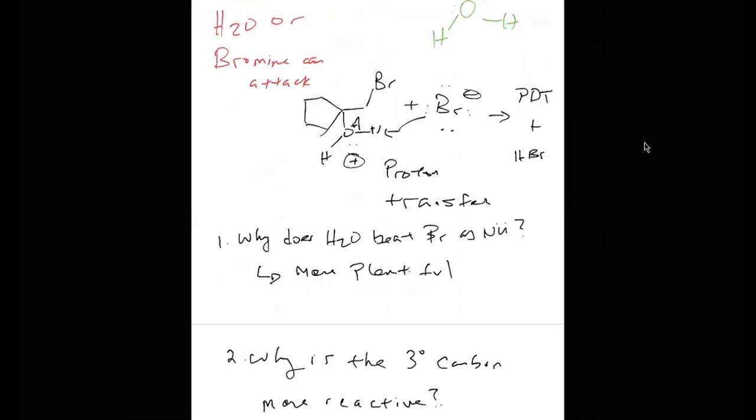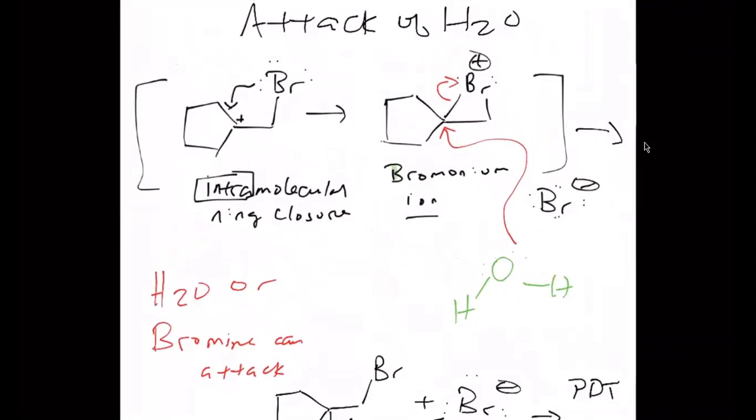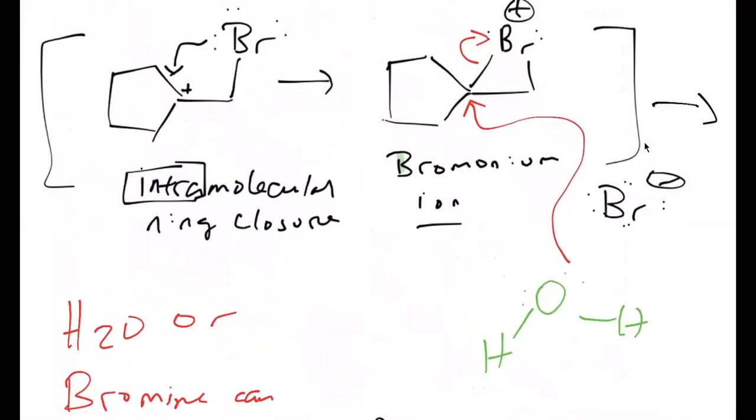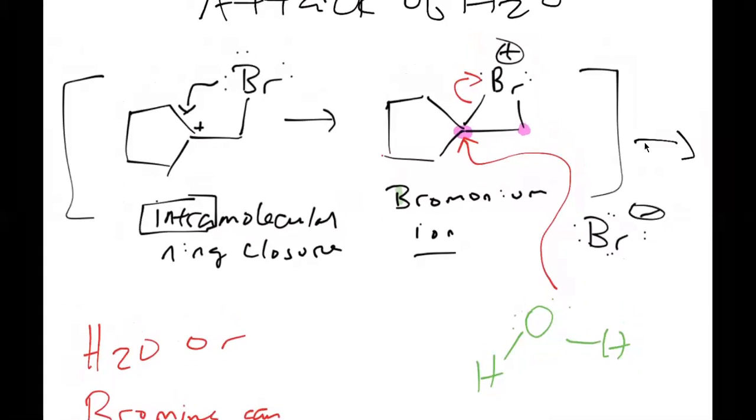So let's look at the intermediate. You see the intermediate, right? Hopefully you can see that there are two possible sites for that water to attack. Is that right? Are you referring to the carbocation and then the bromine ion at the top? Yeah, I just highlighted those, the two places where water can hit, in pink. All right. So water can hit either one of those sites. Why do you think it chose the tertiary site?